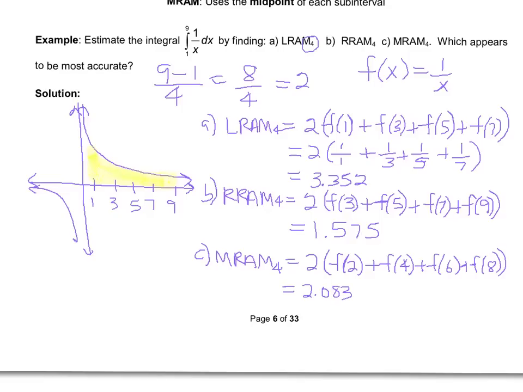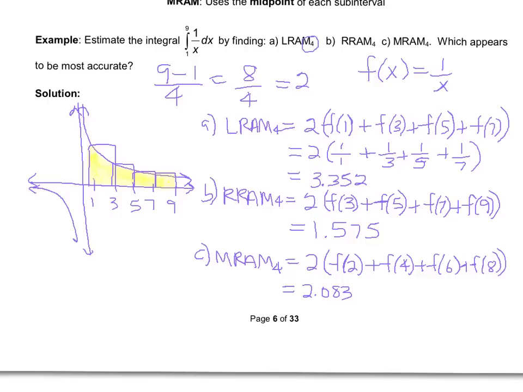Okay. I ask you which one appears to be the most accurate. You know, if you draw in LRAM, pretend that goes on the 1 here. That created the height using f of 1. Then you use f of 3, f of 7, and f of 5. Pardon me. So that's using the left endpoints. So you can see that the rectangles are actually above the curve.